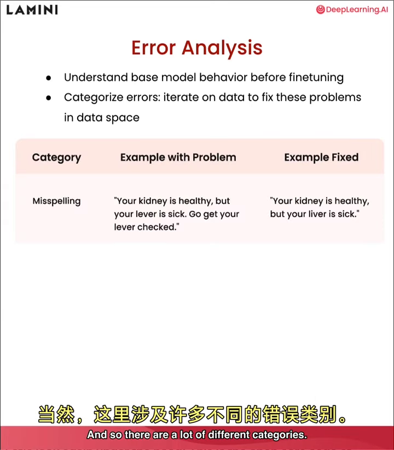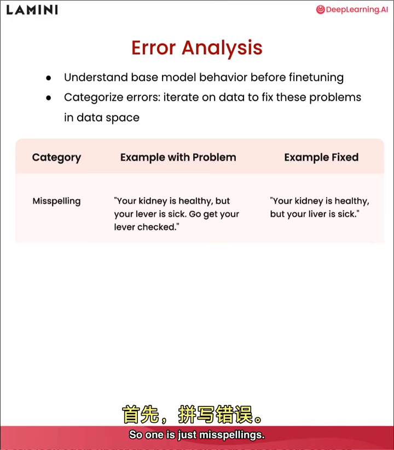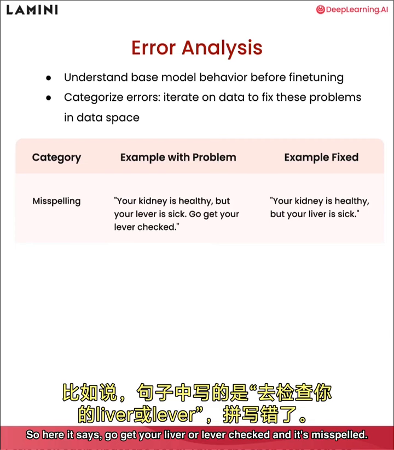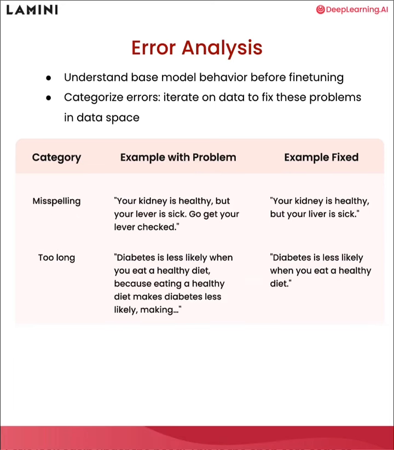And so there are a lot of different categories. I'll go through a few common ones that you can take a look at. So one is just misspellings. This was very straightforward, very simple. So here it says, go get your lever checked, and it's misspelled. And so just fixing that example in your data set is important to spell it correctly.